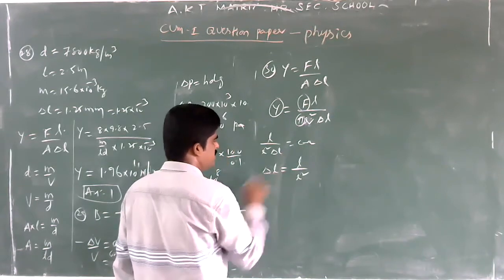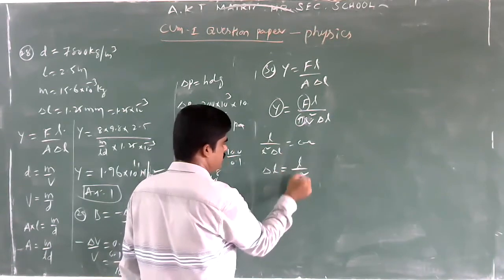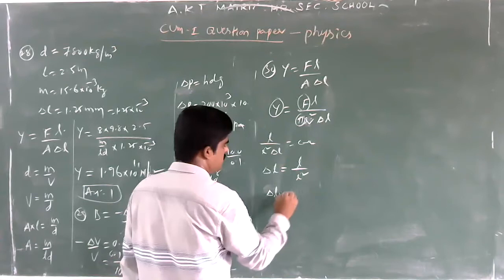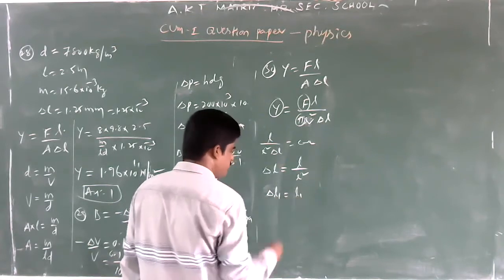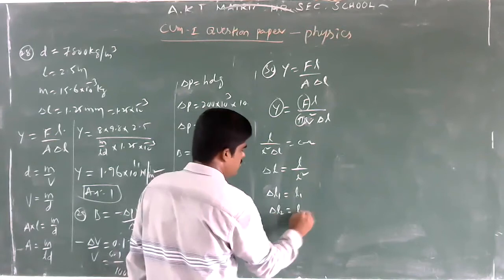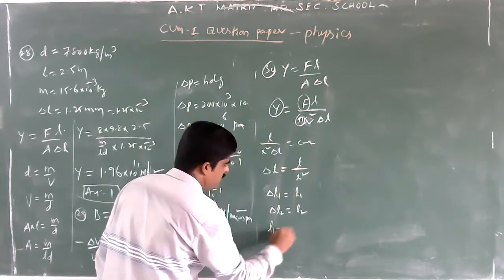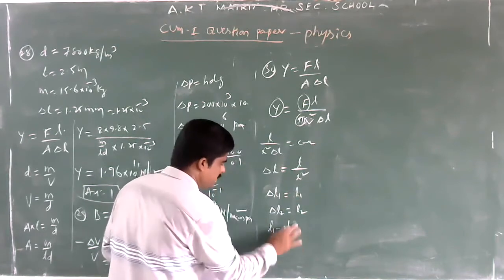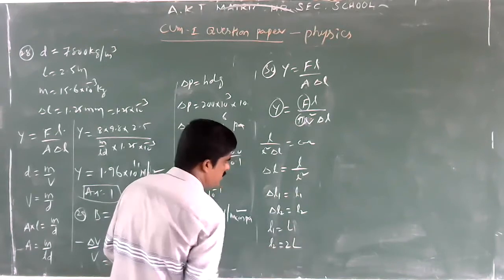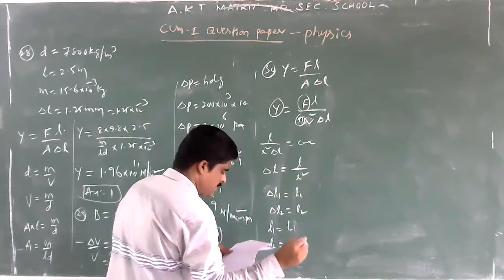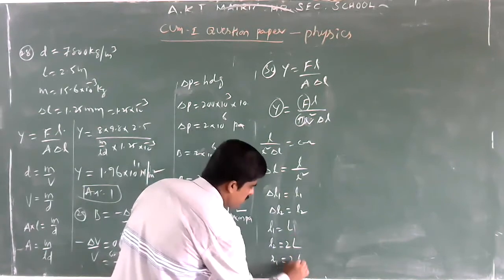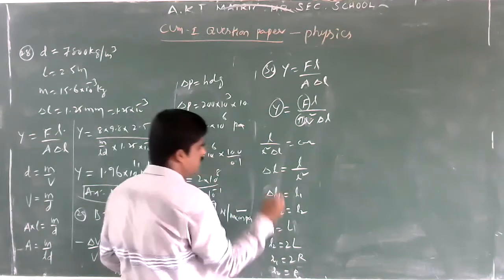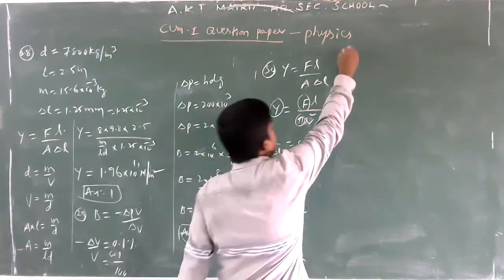Delta L is the change in length, so delta L is equal to L by r square, where L is the initial length and r is the radius. Here the change in length of the first wire, delta L1, is given as l1, and the change in length of the second wire is l2. The initial length of the first wire is L, and the length of the second wire is 2L. The radius of the first wire R1 is equal to 2R, and the second wire radius R2 is equal to R.